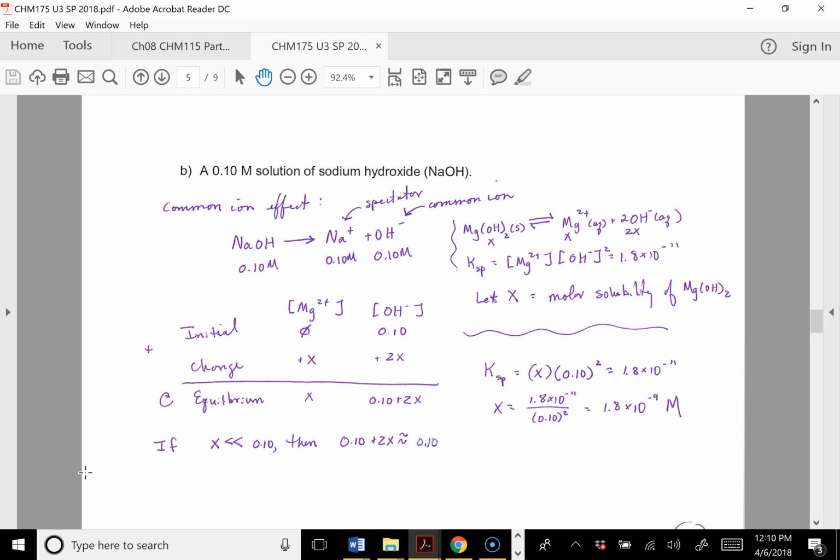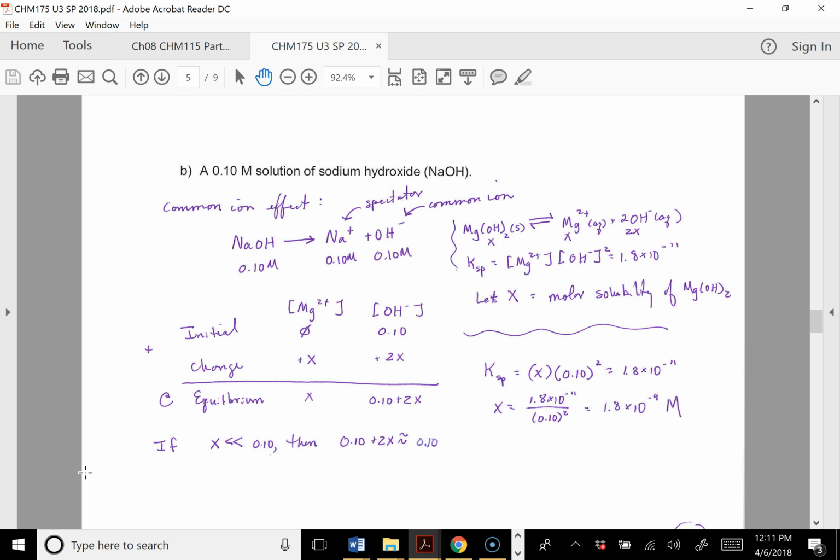And actually in Unit 4, we're going to have one, if not 2, important assumptions. This is what we call a simplifying assumption, where we invoke this to make life a little easier for us. If we assume the amount that dissolves, which is X, the molar solubility, is appreciably smaller, way less than 0.1, which is your common ion, then this quantity right here, 0.1 plus 2X, becomes simply 0.1. Makes life a lot easier now.